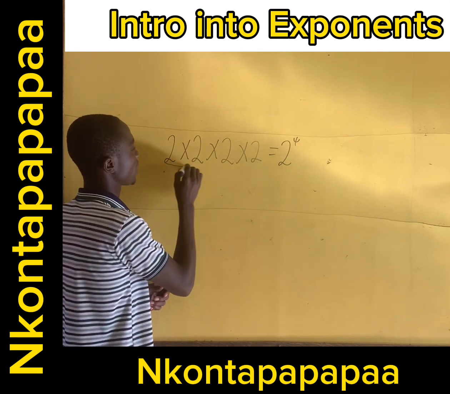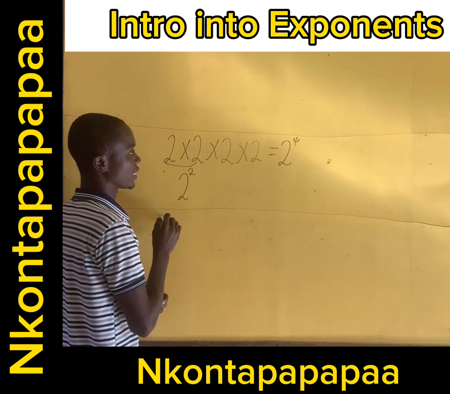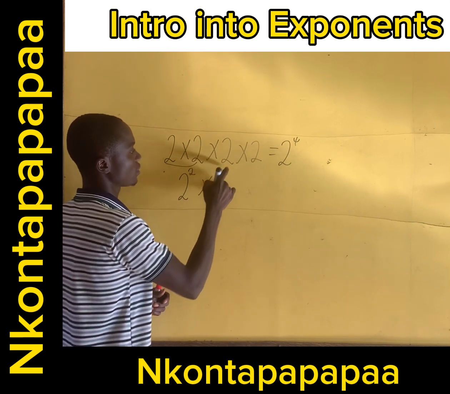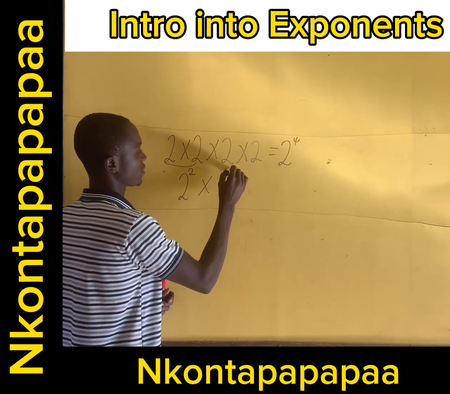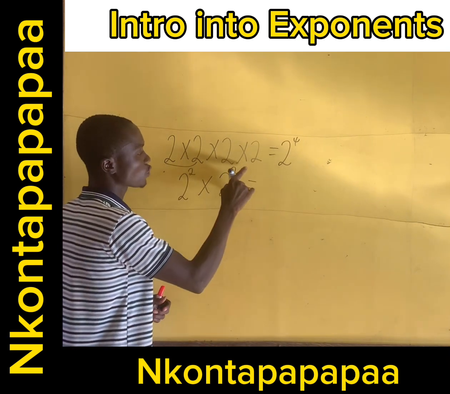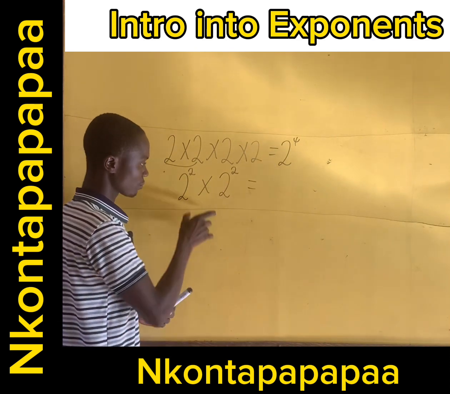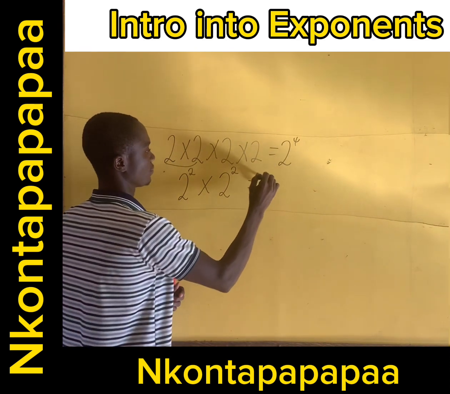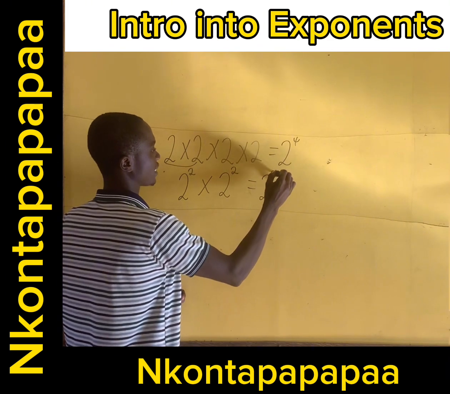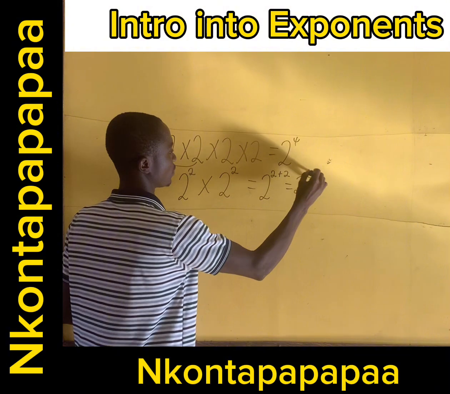So if I take this one, this is 2 multiplying itself twice. So it is 2 squared. Times 2 multiplying itself twice. So it is 2 squared. And if I consider this one as 2 multiplying itself 4 times, I have 2 exponent 4. So this is simply 2 squared times 2 squared. This gives 2 exponent 4.